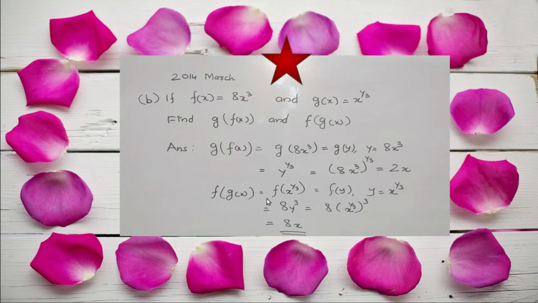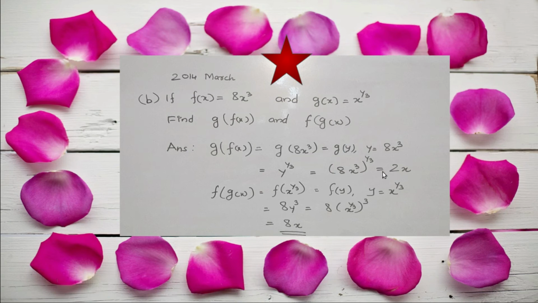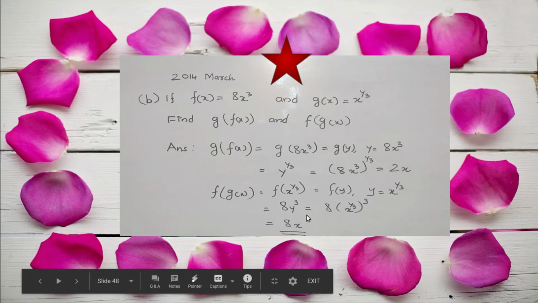f of g of x is f of x raised to 1 by 3, since g of x is x raised to 1 by 3. Now take x raised to 1 by 3 as y. So we get f of y. f of x is 8x cube, so f of y is 8y cube. Now replace y by x raised to 1 by 3. So x raised to 3 by 3, which is x. So answer is 8x. So here g of f of x is 2x and f of g of x is 8x. In general, g composite f is not equal to f composite g.